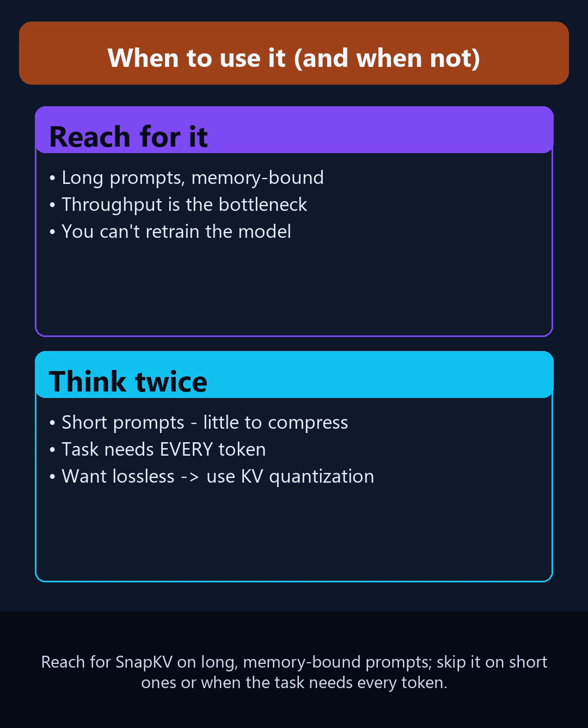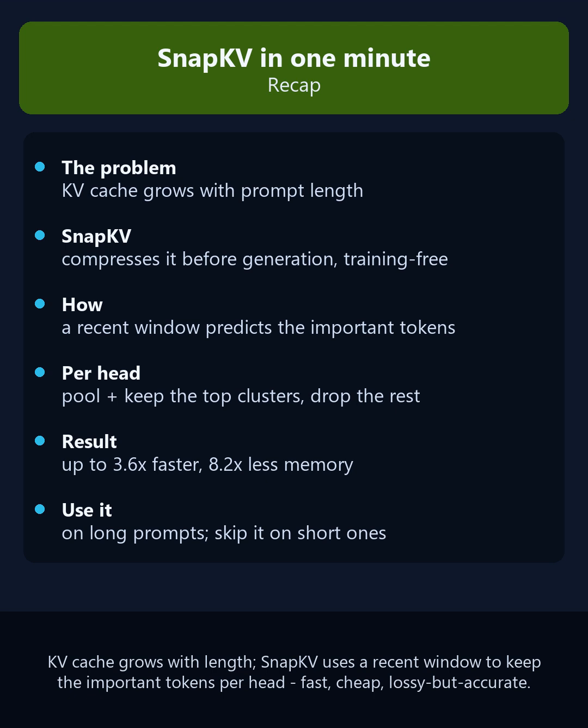So, when should you reach for it? Use SnapKV when prompts are long, memory or throughput is the bottleneck, and you can't retrain the model. Think twice when prompts are short, since there's little to compress, or when the task truly needs every token, like exact full document recall. And if you must shrink memory without dropping any tokens at all, a KV cache quantization method may fit better.